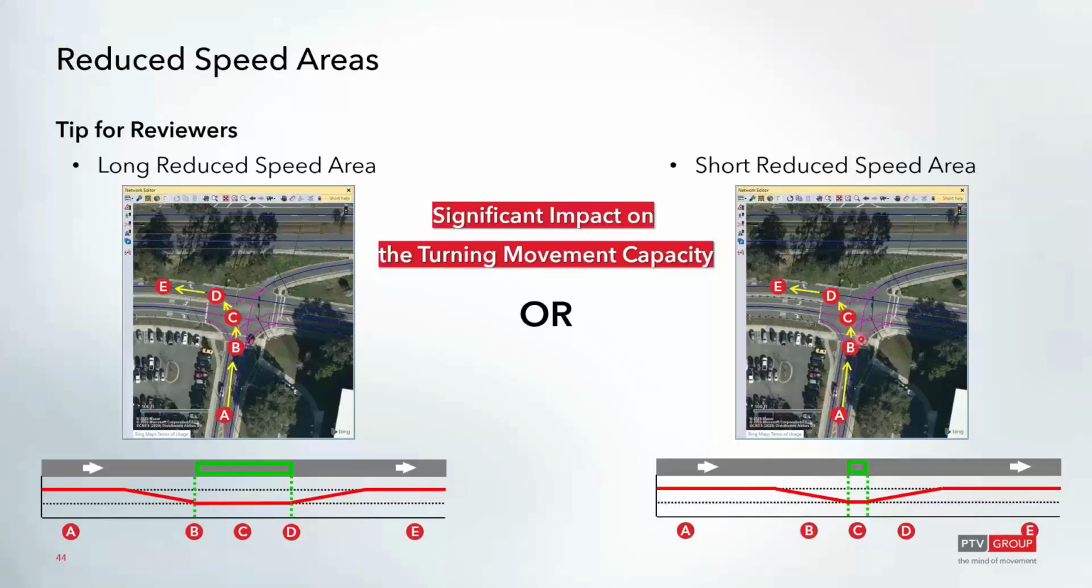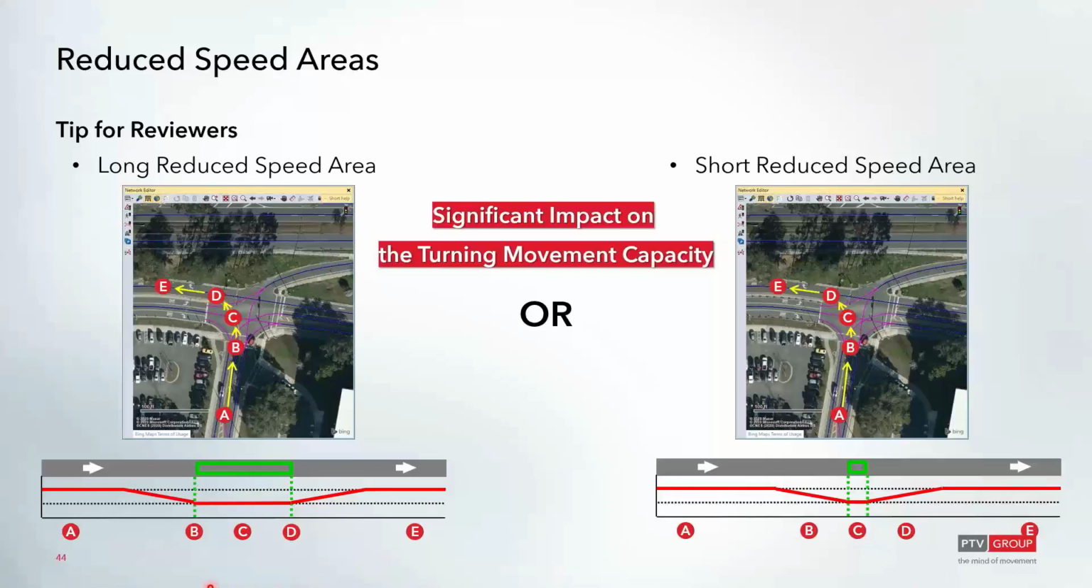Versus if you do have a shorter reduced speed area, which right now is just set on B, you'll see that the vehicles are going to maintain their desired speed much longer leading up to that reduced speed area. And then it's going to start decelerating again in order to meet the speed at C. And then it's going to hold that speed for a very short time. And then it's going to start accelerating again as soon as it passes point C, and then go back to its desired free flow speed.